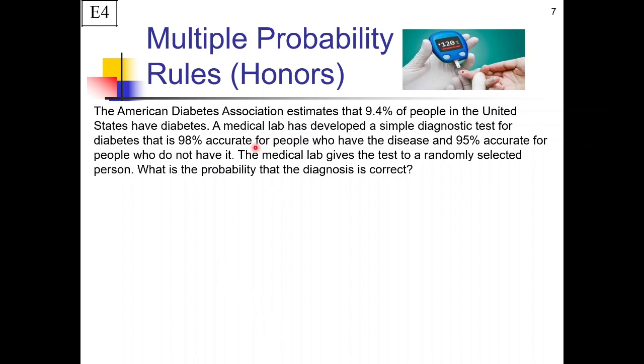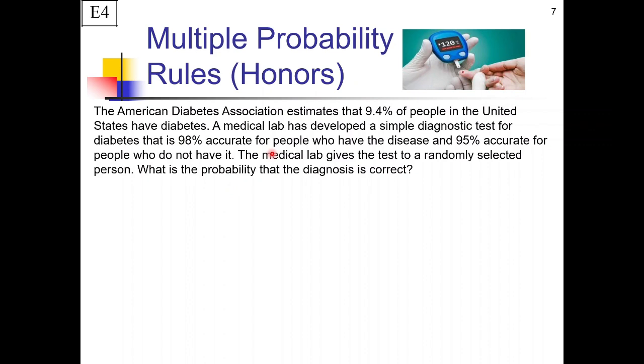For this problem on the honors set, we have the American Diabetes Association estimating that 9.4% of people in the US have diabetes, and then they're saying a medical lab developed a simple test that is 98% accurate for people who have diabetes and 95% accurate for people who do not have it, which is kind of interesting that there's a different percentage for each of those. So it sounds like we have fewer false negatives than false positives.